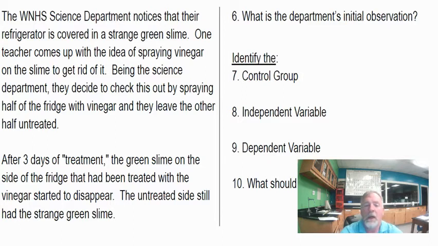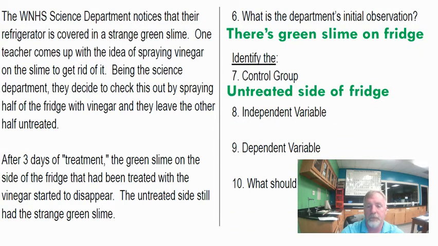All right. Our control group, number 7, remember our control group is the one that doesn't get anything done to it. Right? So that would be our untreated side in our refrigerator.